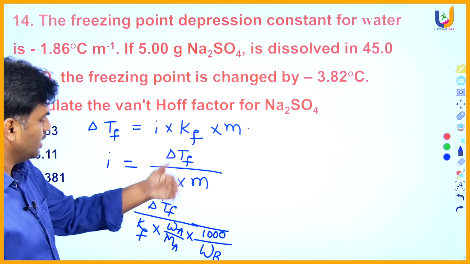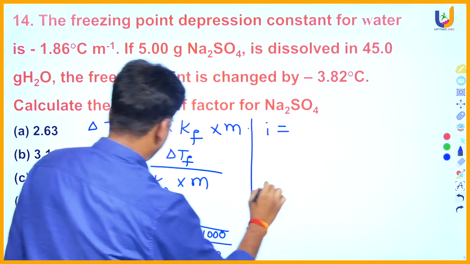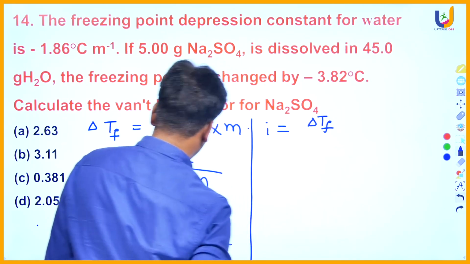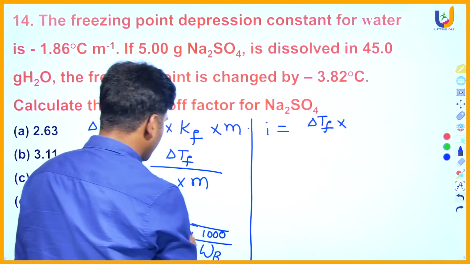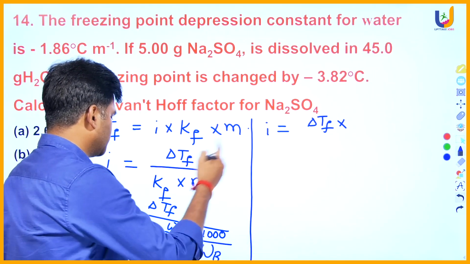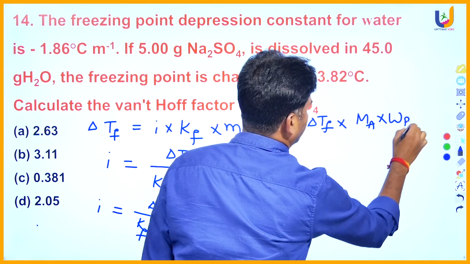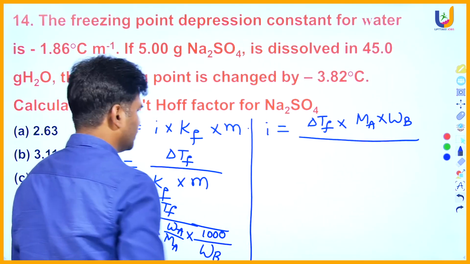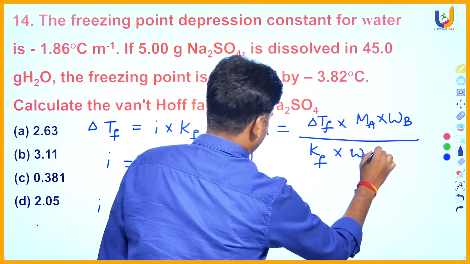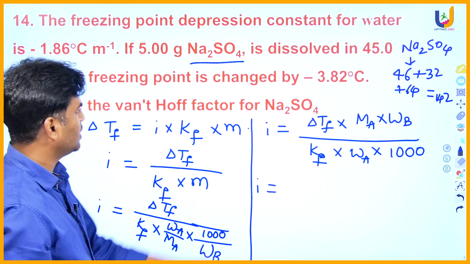So if you send this value up, what will happen? i is equal to delta Tf into, see what will happen, this MA and WB will go upside. MA into WB, weight of solvent, divided by Kf into WA into 1000.